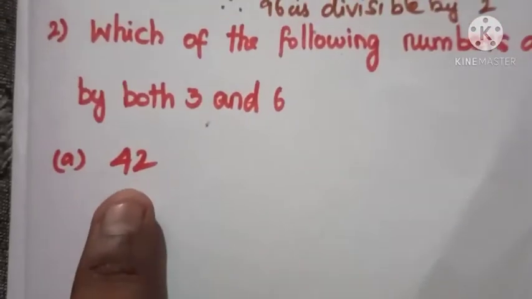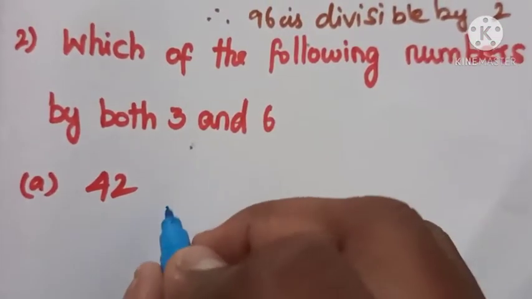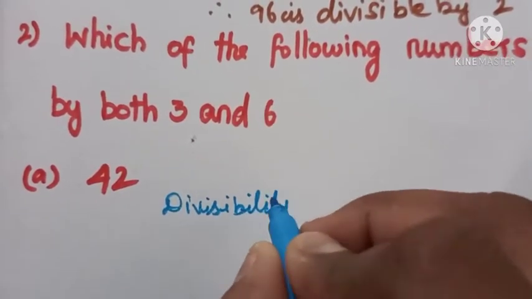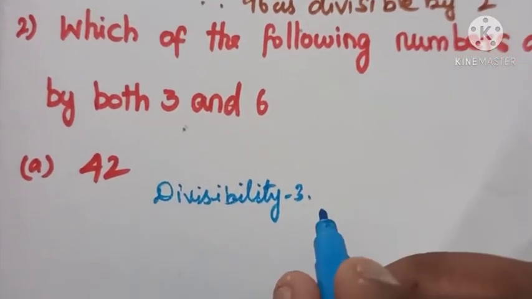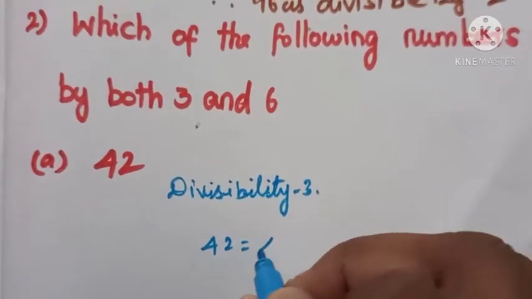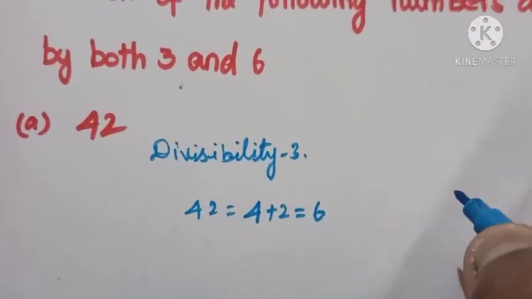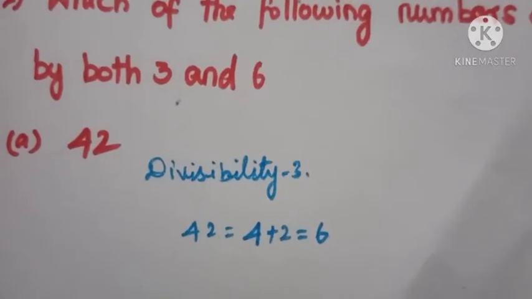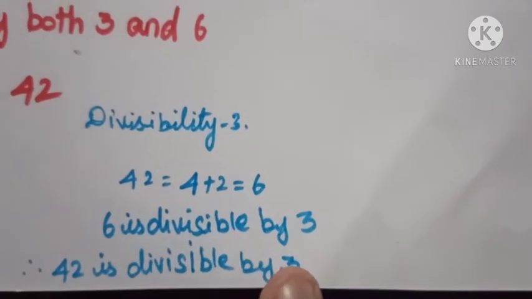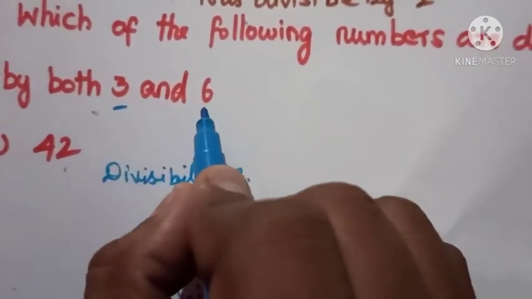If it is satisfied with 2, it is also divisible by 6. So first question I will take 42. So I check with the first, divisibility rule 3. Divisibility 3 is nothing but sum of the digits. Sum of the digits here, 4 plus 2 is equal to 6. You can see 6 is divisible by 3. Therefore 42 is divisible by 3. We check it. Next we need to go with 6.